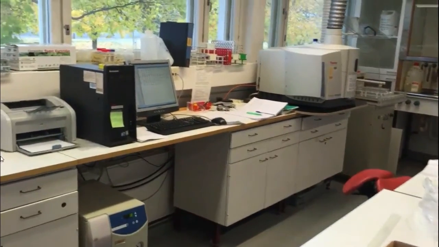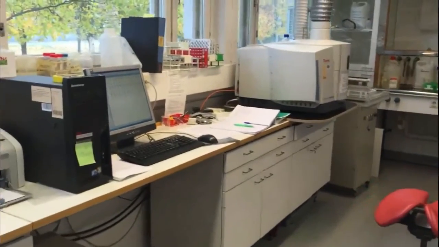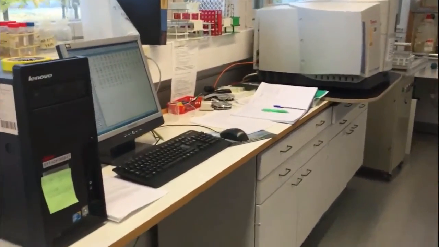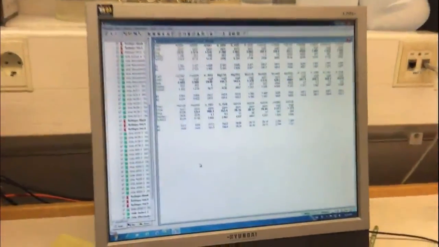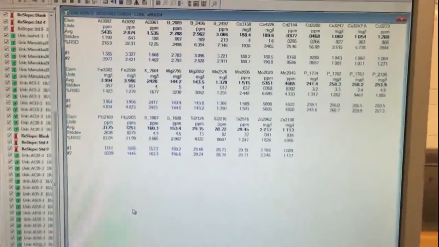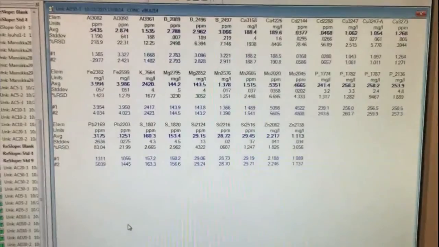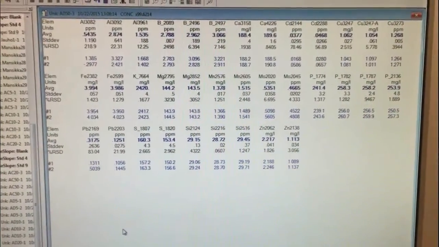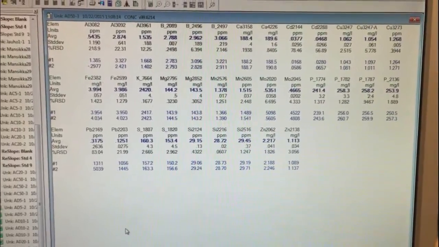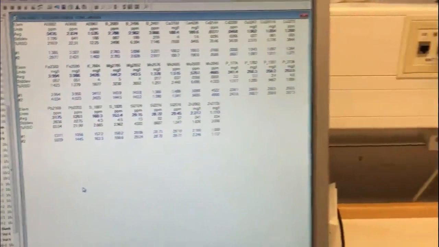This is the ICP lab. Here is the computer where we have the data saved. These are the elements that are being measured at the moment. As you can see, different wavelengths for elements. For example, 3 wavelengths for aluminium on the top left. And these depend on the project and research plan.